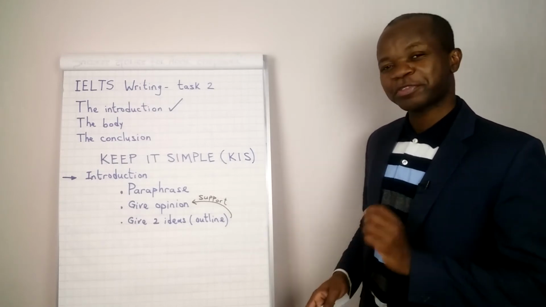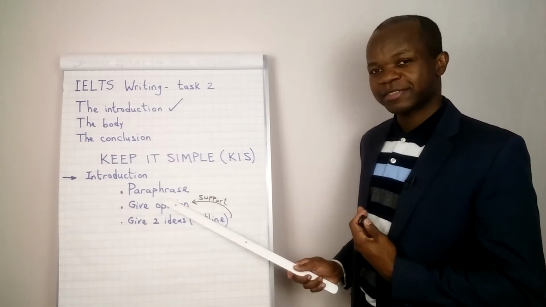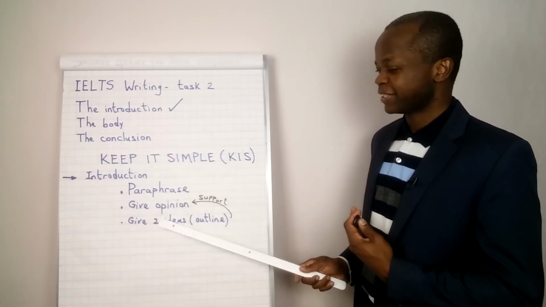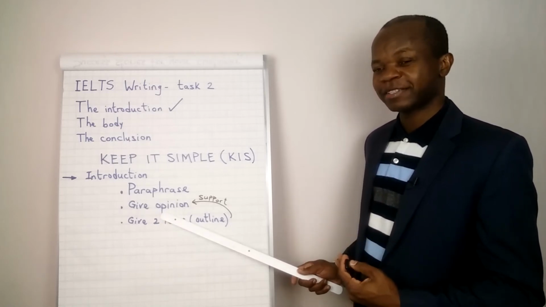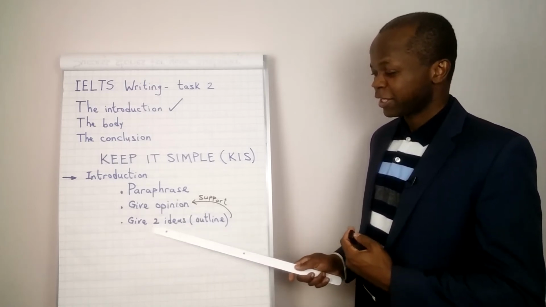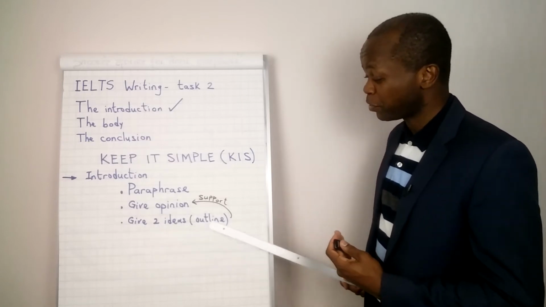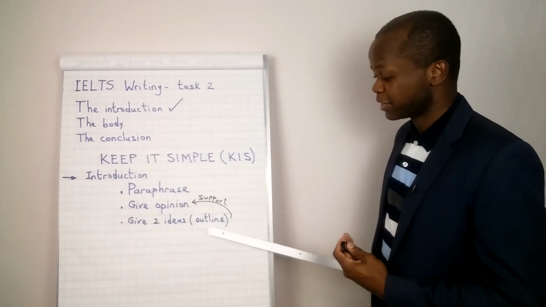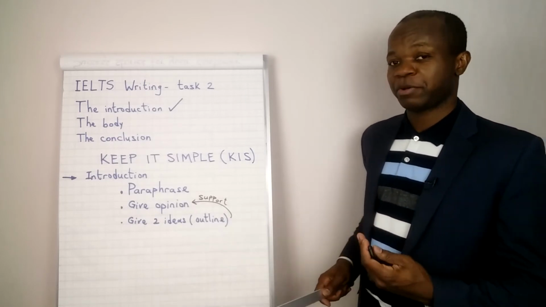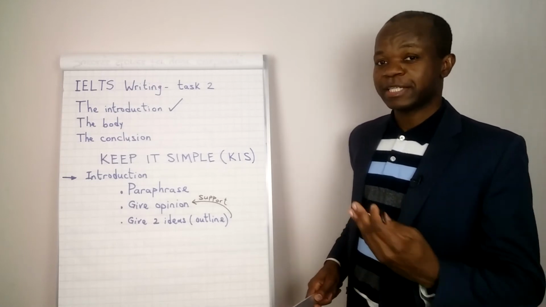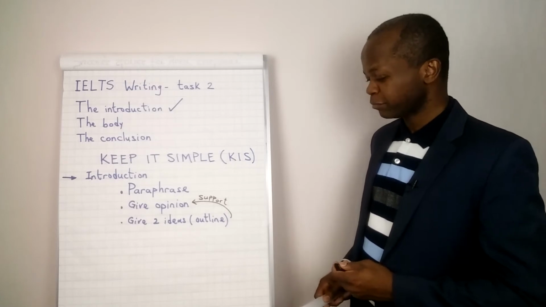You need to do 3 things. The first one is paraphrase the task. The second is give your opinion. Make sure you do that. And the last one is give 2 ideas or 2 reasons to support that opinion. So this is typically the outline, and this is what makes your body paragraphs. We're going to talk about that in the other segment when I will be touching on the body.